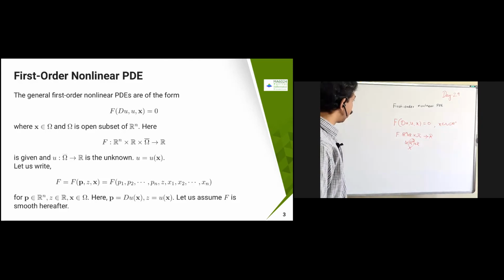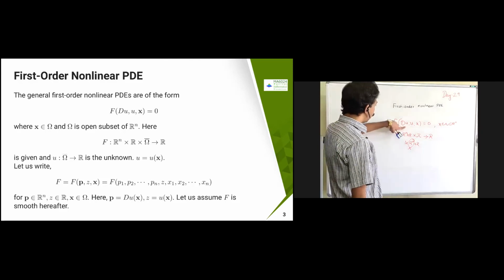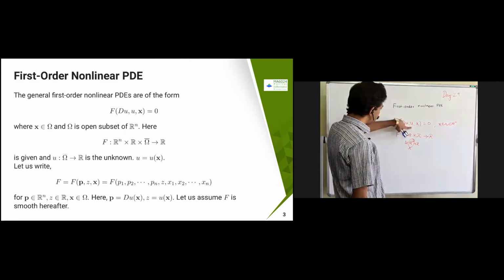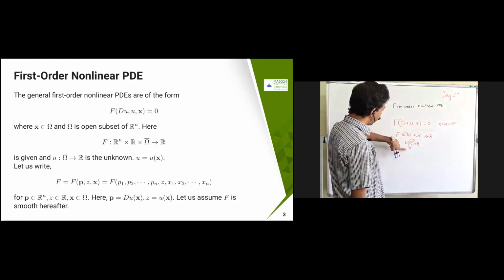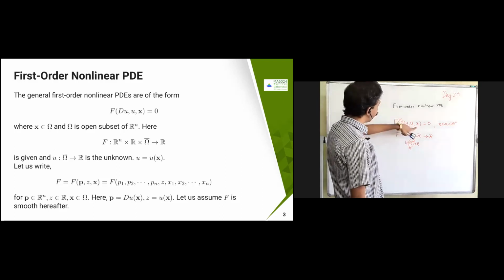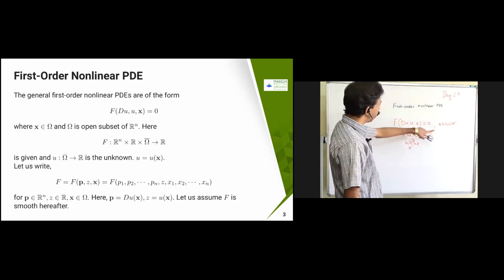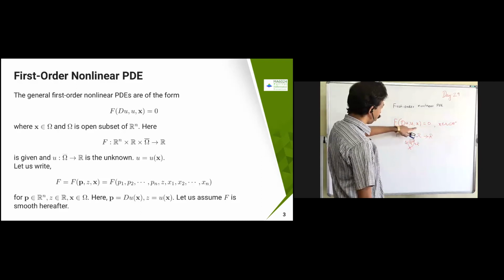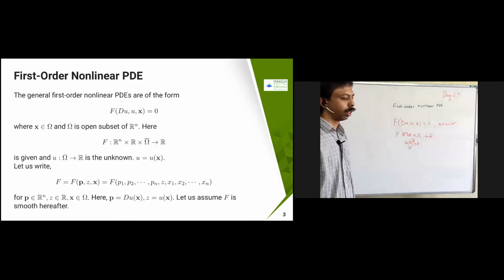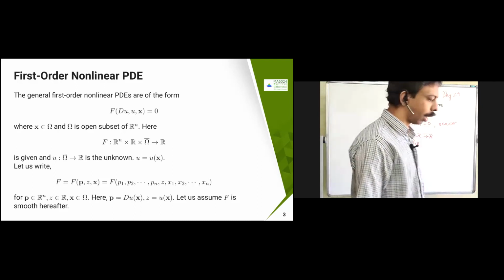In that case, the first one is an element in R^n, the second one is an element in R, because u is a function from Omega bar to R, and x is again an element in Omega. Therefore I'm putting Omega bar. So these are all the things I have for this.